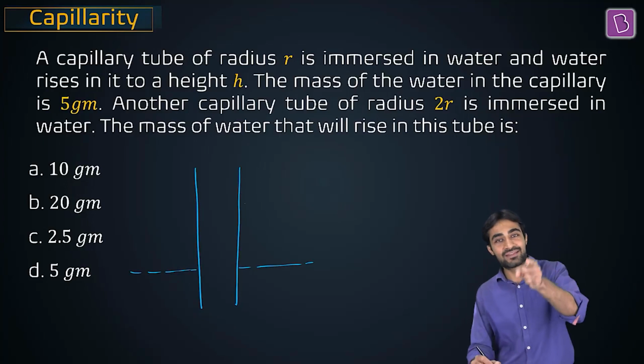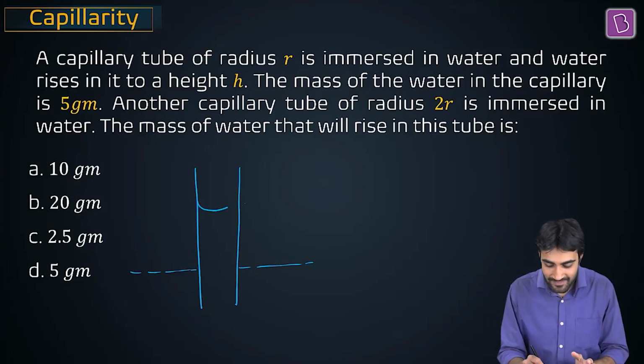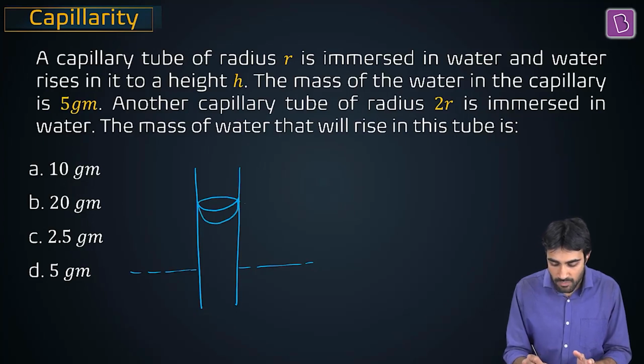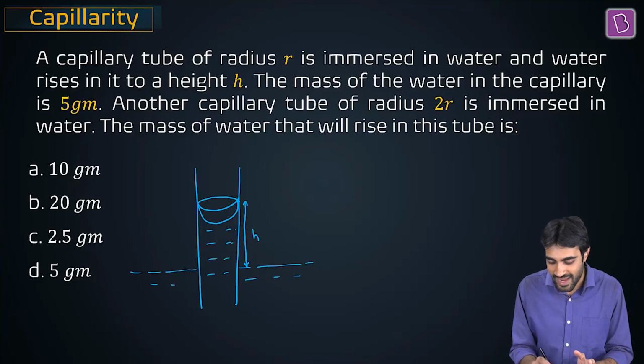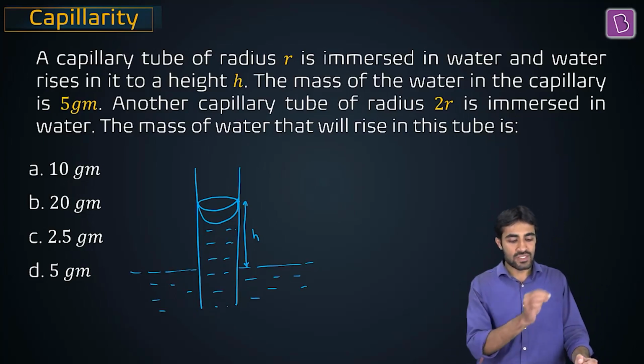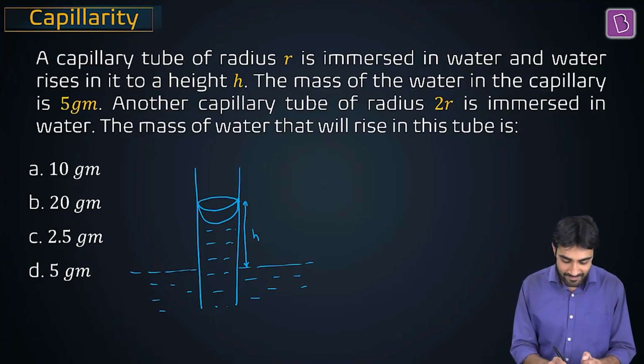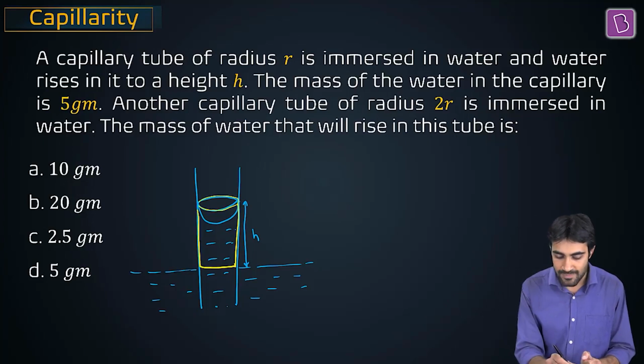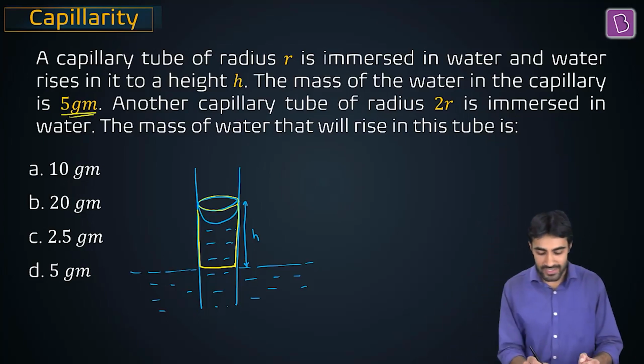Now what will happen inside the capillary? Some water will rise. And it is said in the question that the water rises up to a height of small h. This is the height up to which water rises. So very nice. We have a little meniscus and we can see how cute it looks. Okay. Now what do we have? The mass of the water in the capillary is 5 gram. So in this capillary, we can see some water has risen and the mass of this much portion is given to be 5 gram. Okay, we will call it M1.